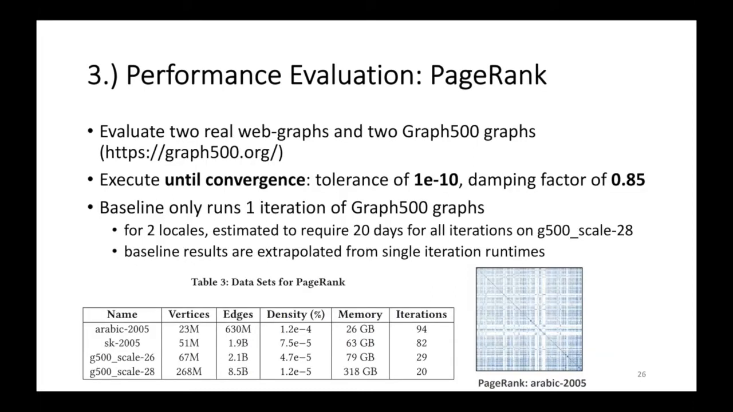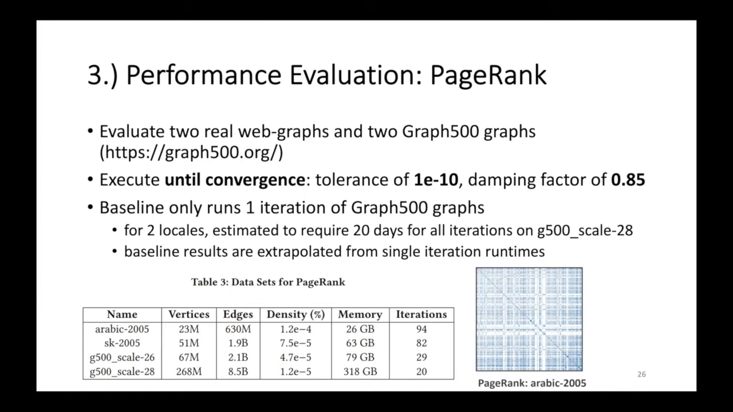So for PageRank, we looked at 2 real web graphs as well as 2 graphs from the Graph 500 benchmark. And their details are on the table here at the bottom. And so we're executing PageRank until convergence. And on the far right of the table, you can see how many iterations are required to converge given this tolerance and damping factor.